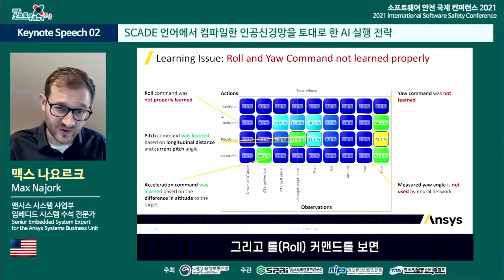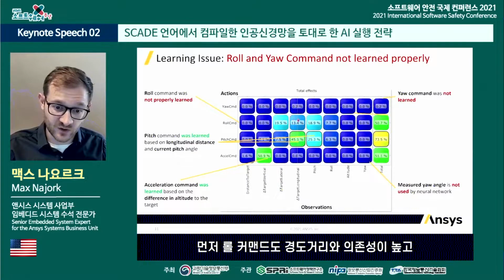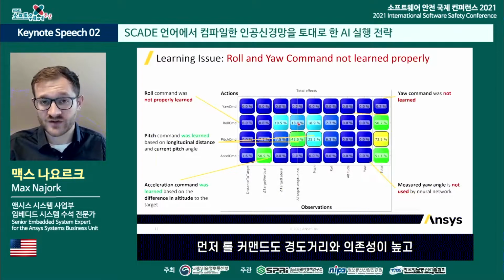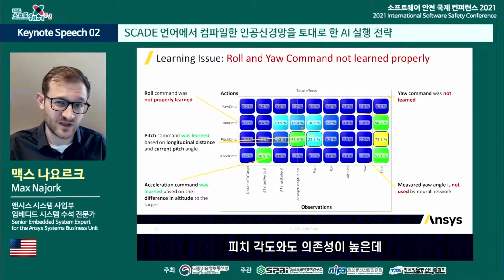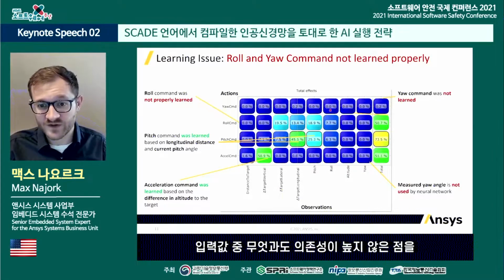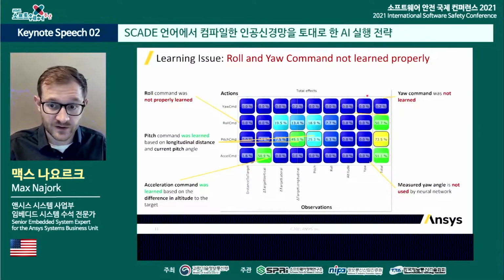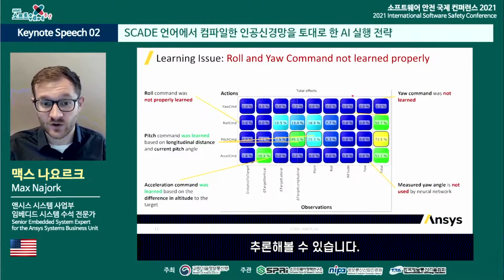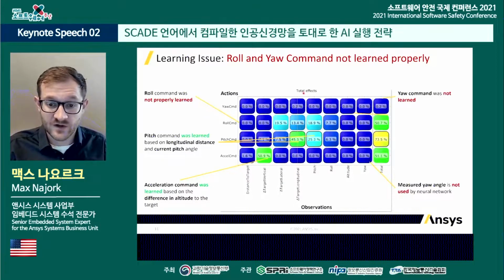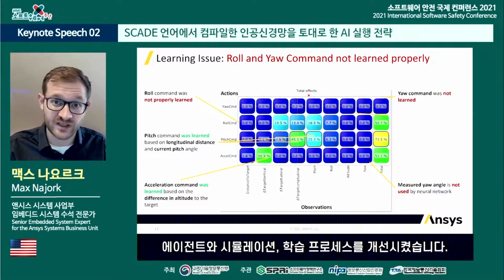Now if we look at the roll command, things start to get a bit odd. Firstly, the roll command also depends on the longitudinal distance to the target and the pitch angle, which really doesn't make sense from our point of view. If we look at the yaw command, we see there's no dependency of the yaw command computation on any of the inputs. So certainly we can reason that the yaw command has not been learned at all. Based on this understanding, we went back to the training process. We improved the implementation of our agent, the simulation, and our learning problem itself.